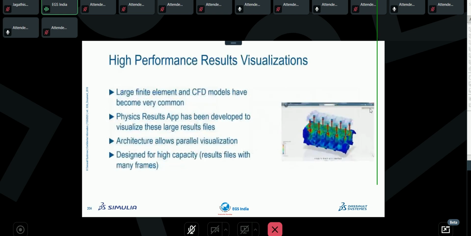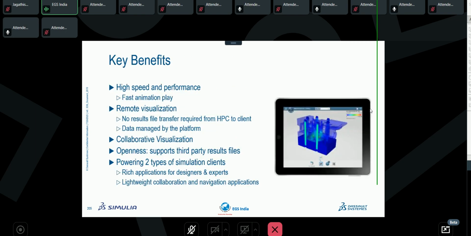Right. So here we have high performance result visualization, where we will have post processing capability to check for any kind of complex problems, also with large assemblies. And the benefits are that it is highly fast, and it can give you highly effective performance also.